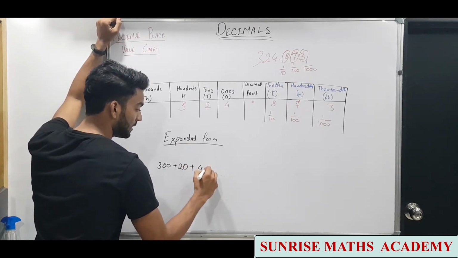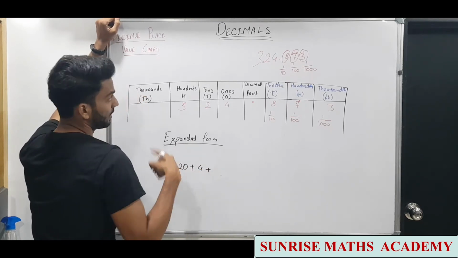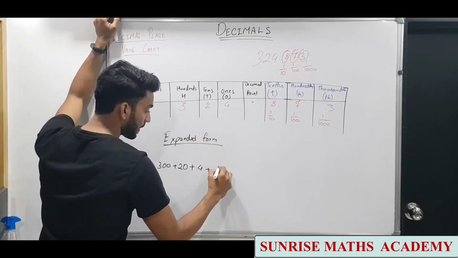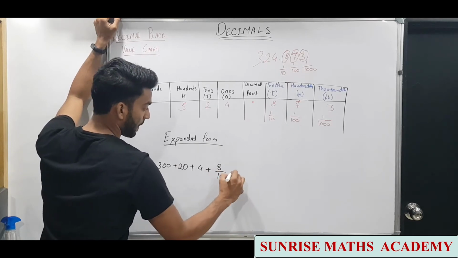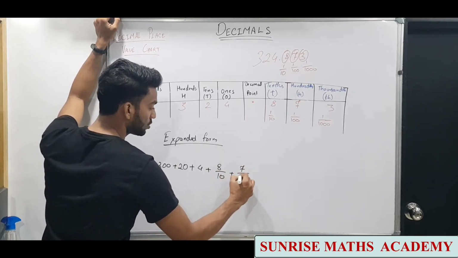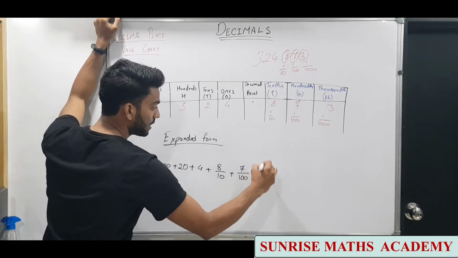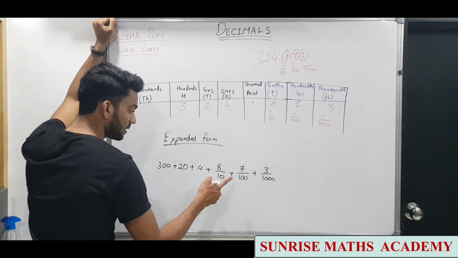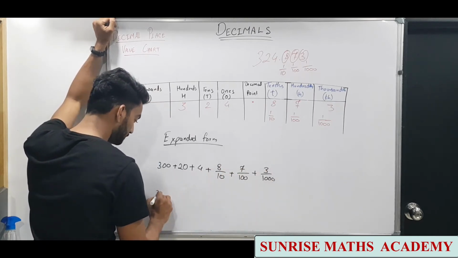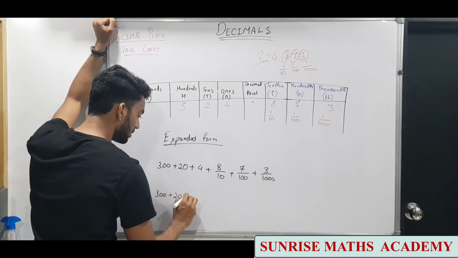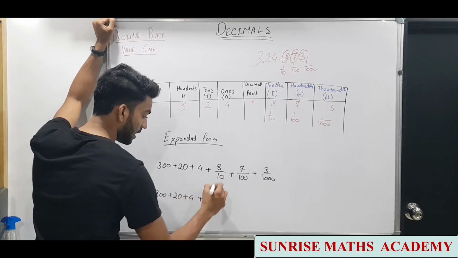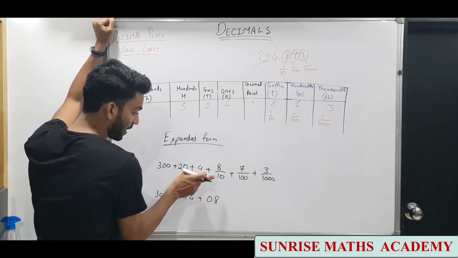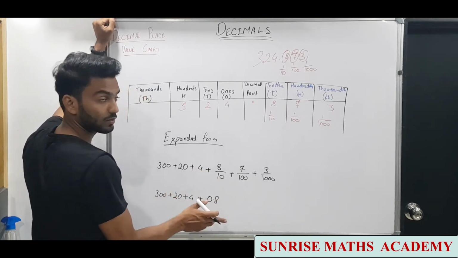Then we have the decimal, and then 8 is in the 10th place, so it is 8 upon 10, plus 7 is in the 100th place, so 7 upon 100. 3 is in the 1000th place, so 3 upon 1000. We can also write this decimal part as 8 upon 10 is 0.8. If you write it like this, it is okay. If you directly write like this, that will be okay.